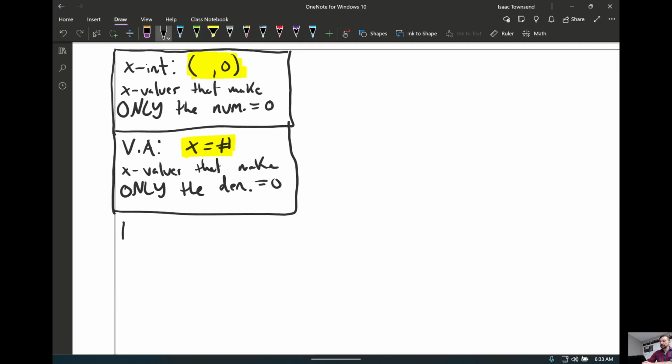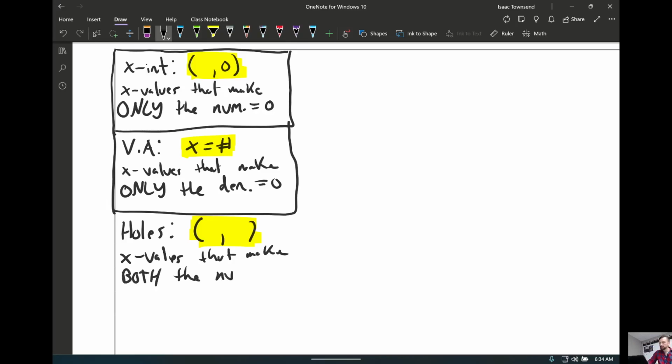Okay, and then definitely the hardest, although the first half shouldn't be the hardest, holes are points. So your answer should be listed as a point. They're going to be found by finding x values that make both, I'll capitalize the word both, the numerator and denominator equal to 0.